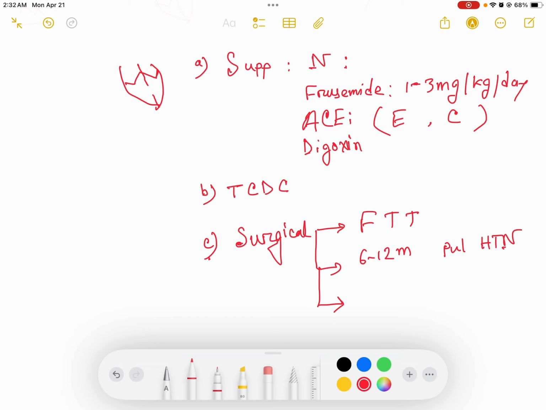Patients older than 24 months of age with a QP/QS ratio greater than 2:1.